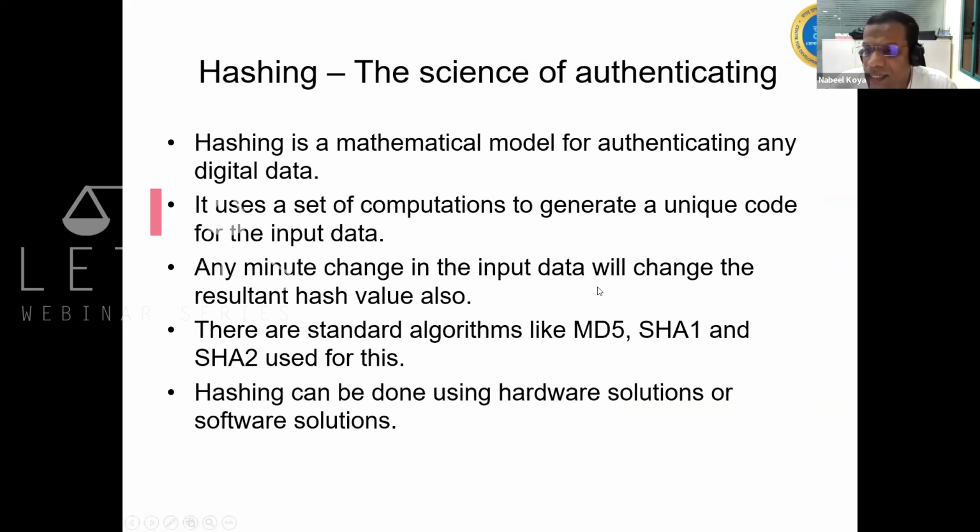So coming to the hashing. Hashing is a mathematical model for authenticating any digital data. It is a set of computations to generate a unique code for the input data, and any minute change in the input data will change the resultant hash value. Some of the standard algorithms used are MD5, SHA-1, and SHA-2. And this has been mentioned in the IT Act also with reference to digital signatures.